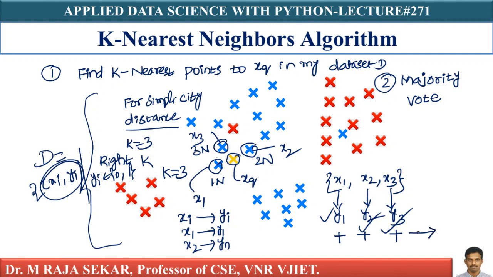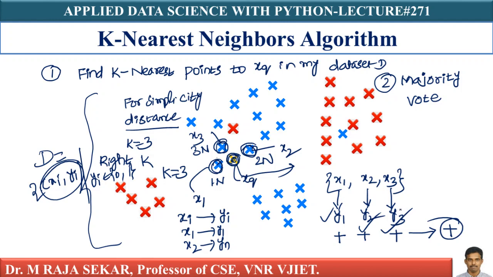Here 3 are positive. Your majority vote is positive, isn't it? Just see this one. This is my query point. What are the neighbors? This is a blue point, this is a blue point, this is a blue point. Blue means we are assuming it as a positive point, isn't it? I declare the majority vote here is positive. Then I declare this query point xq as a positive point, as a blue point, isn't it?